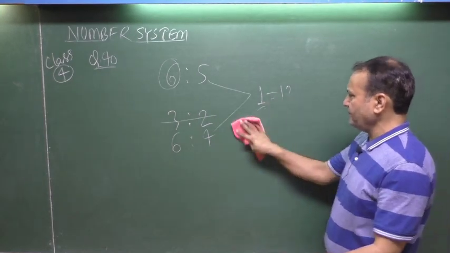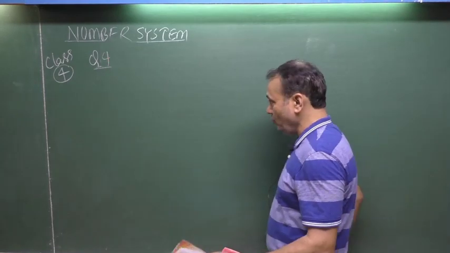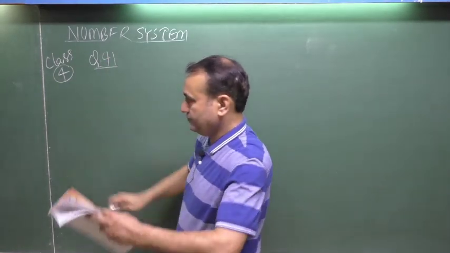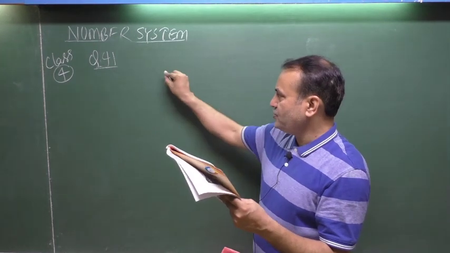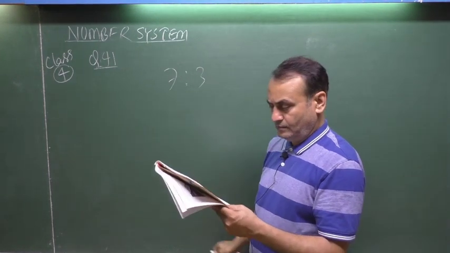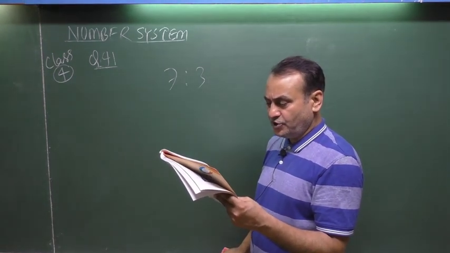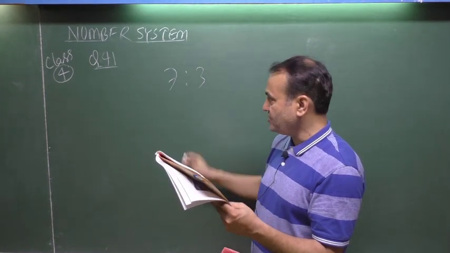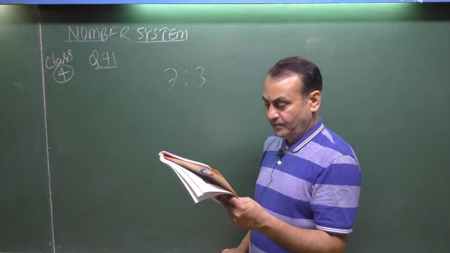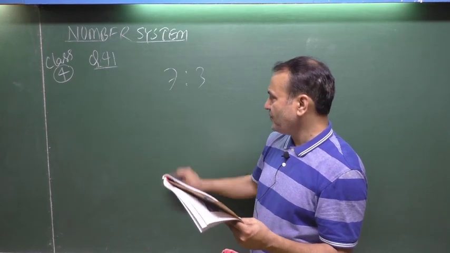Now proceed to question number 41. Two numbers are in the ratio 7:3. The sum of the numbers is 80. What number must be added to the smaller number so that the ratio becomes 7:5?